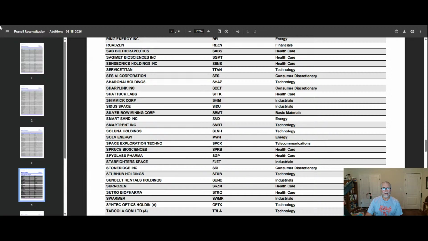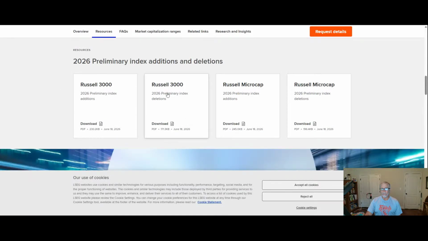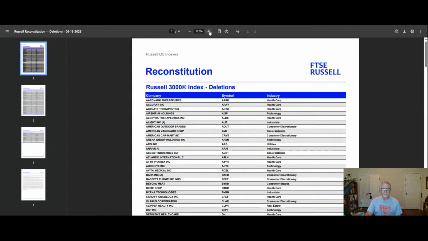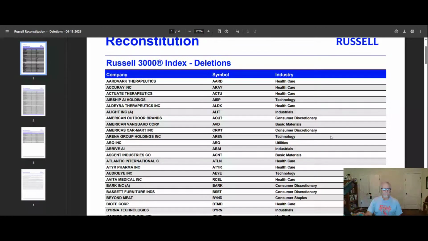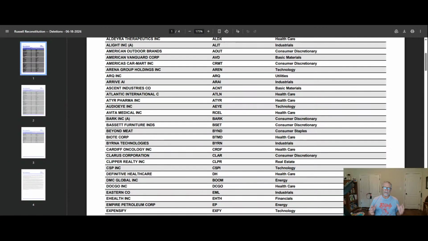All right. So that is the additions. And if we want to know what they're kicking out, just go right back and come over to the deletions and make this bigger. Alphabetical order, same thing, symbol. And a lot of these companies you're not going to know. Just because they're deleting it doesn't mean that everyone's going to be like a Beyond Meat right here. Right up above Beyond Meat is Bassett Furniture.